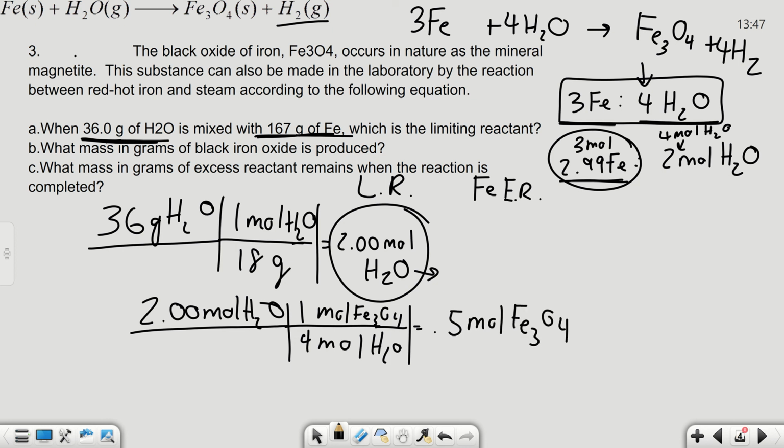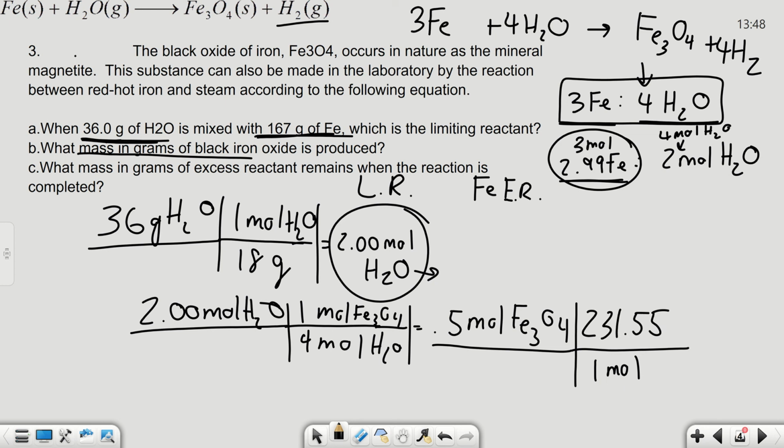And then look at what the next question is: what mass in grams of black iron oxide would be produced? Let's just finish this up. 1 mole, and the molar mass of Fe3O4 is 231.55 grams. Then I could just multiply those together, make sure I use the correct sig figs, and I get 116 grams will be produced.